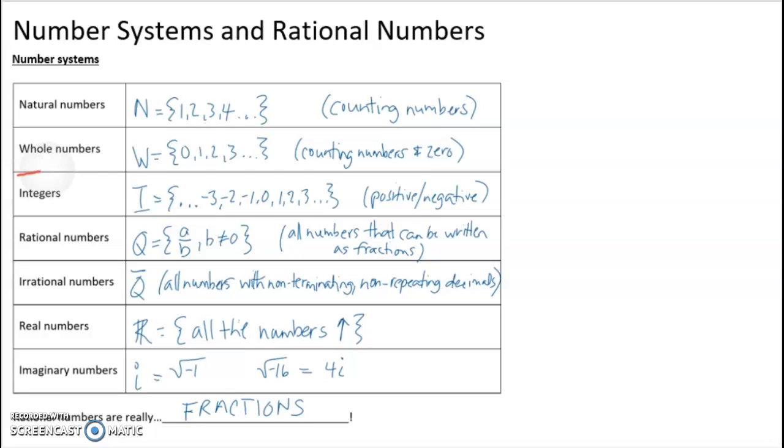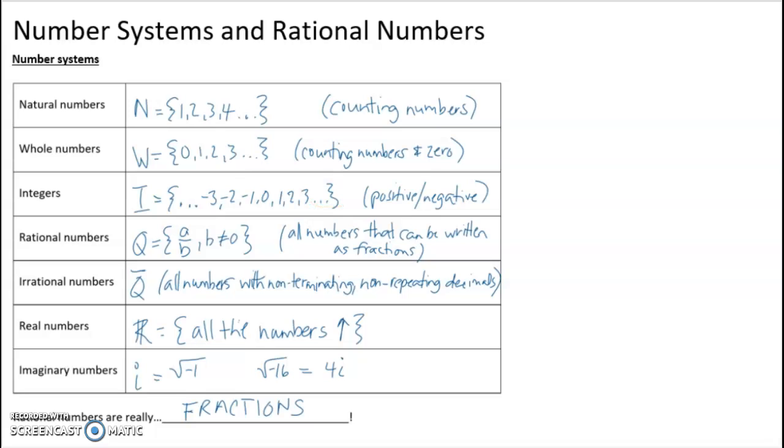Then we have whole numbers, represented by a capital W. It is the same, only it actually includes 0. So you'll notice here it goes 0 and then continues on. Then we have integers, represented by a capital I, which are positive and negative numbers and also include 0. The dot, dot, dot just means it continues lower, and continues past 3.